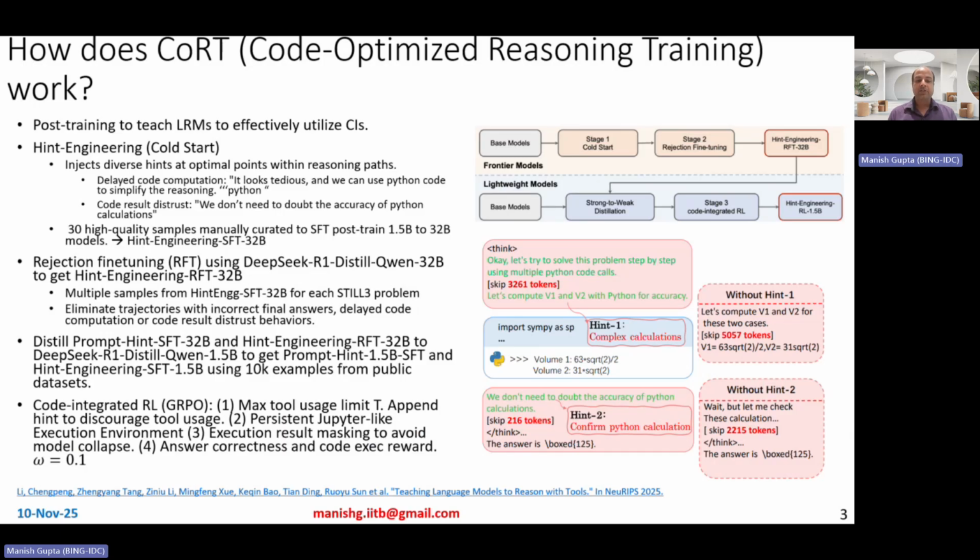And the fourth thing they do concerns the rewards used for this GRPO. They use 2 rewards: an answer correctness score, which is a binary reward, so obviously the answer should be correct. The other one is a code execution reward, also a binary reward, on whether the code was executed correctly or not. They give higher weightage to answer correctness, and just a 10% weightage to the code execution reward. So that's how the code optimized reasoning training works.